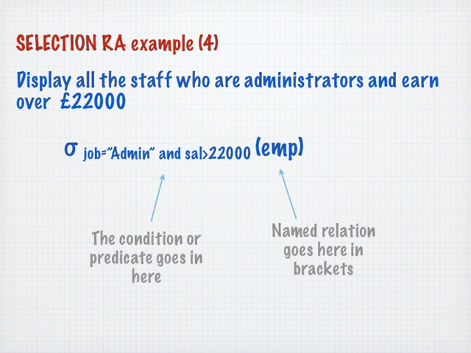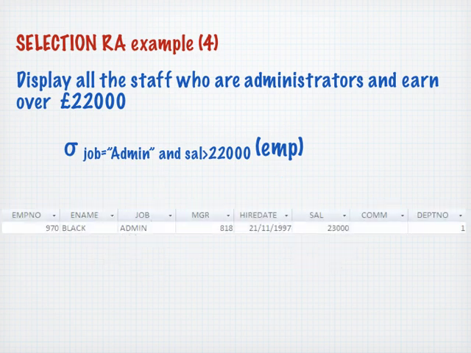Now, admin is a label, it's a string, so we do need to wrap that up in double quotes. The other test is that we want people whose salary is over 22,000. And we want both of those parts to be true, so we place an and between them. And in fact, we only get one person back from the relation. It's Mr. and Mrs. Black. And if you look under the job column, you can see that they've got admin as their job role, and their salary is 23,000. So you can see that both parts of the condition are satisfied.